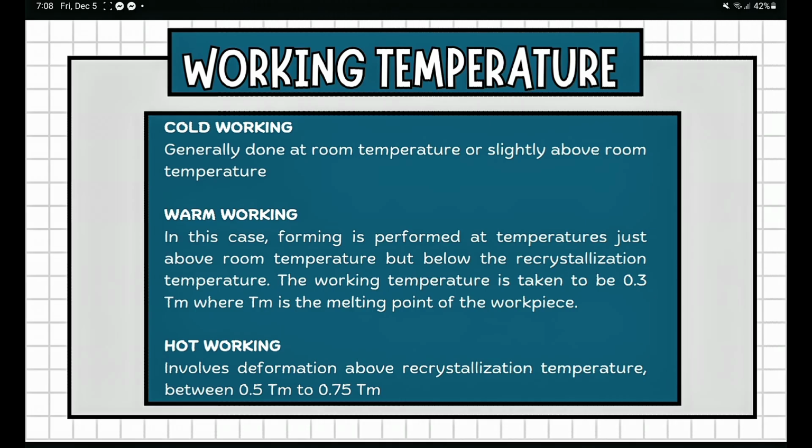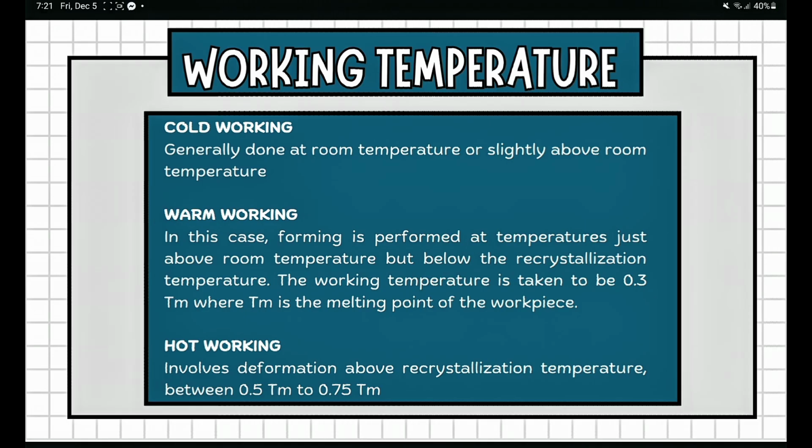So the third one is hot working. Hot working occurs above the recrystallization temperature, but still below the melting temperature. At this range, the metal becomes very soft, making deformation easier. Unlike cold working, strain hardening does not happen in hot working, because new grains continuously form as the metal is being shaped. So this keeps the metal soft during the process, allowing very large deformation without cracking.